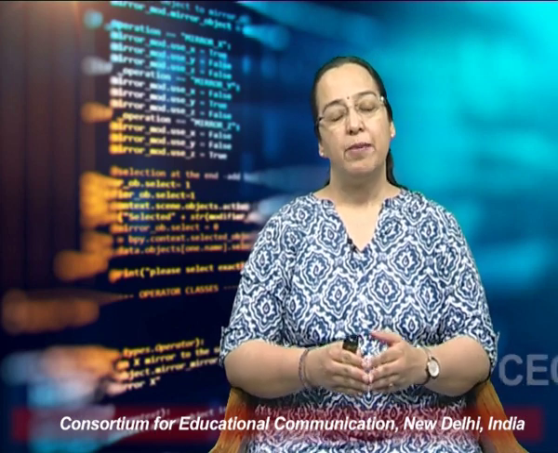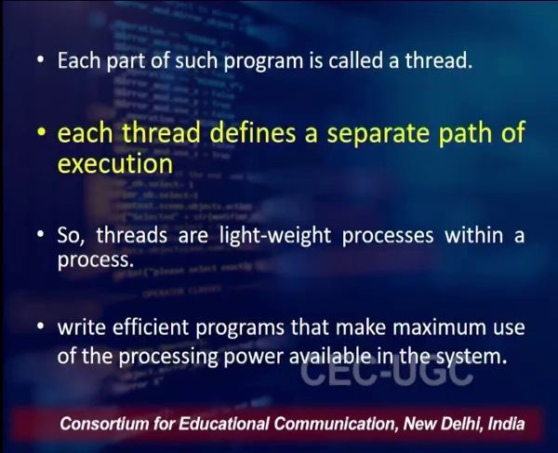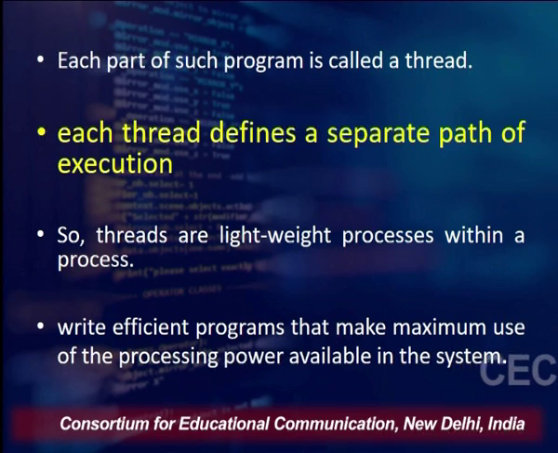Here, a program is going to be divided into various parts, each such part of a program is called a thread, and each thread is going to define a separate path of execution. So, thread 1 will have a separate path of execution, and so does thread 2.